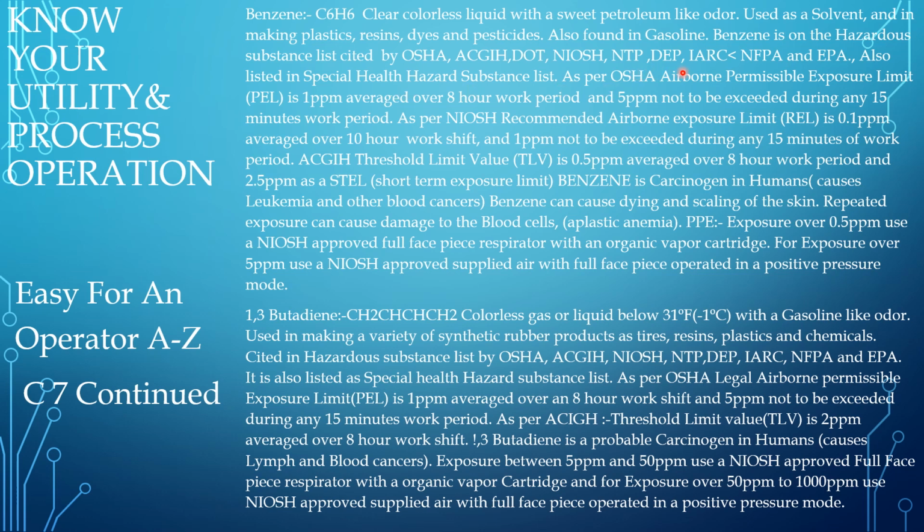As per OSHA, the airborne permissible exposure limit, PEL, is 1 ppm averaged over an 8-hour work period, and 5 ppm not to be exceeded during any 15-minute work period. As per NIOSH, the recommended airborne exposure limit, REL, is 0.1 ppm averaged over a 10-hour work shift, and 1 ppm not to be exceeded during any 15-minute work period.